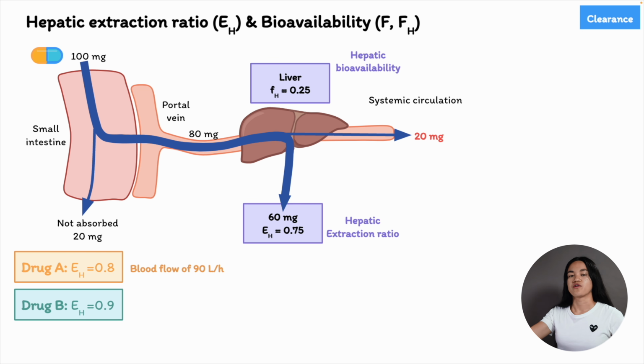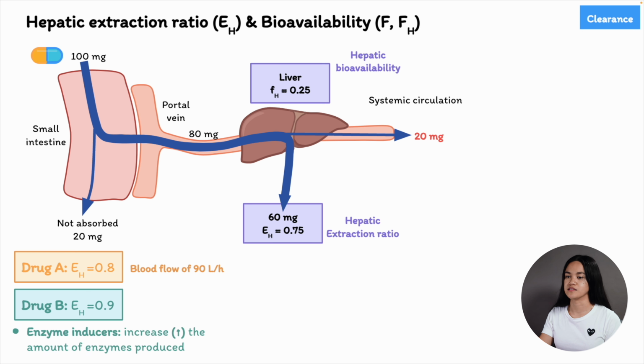Okay, now let's say we administer a second drug, drug B, alongside the first one. Now we're going to be looking at drug interactions here. Okay, we're going to see what happens to drug A if we administer either a liver enzyme inducer or an inhibitor. First, let's say drug B is a liver enzyme inducer.